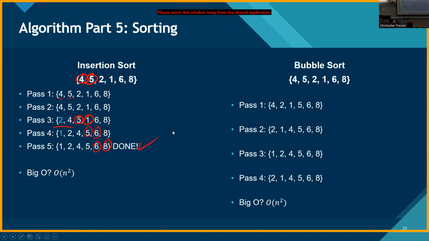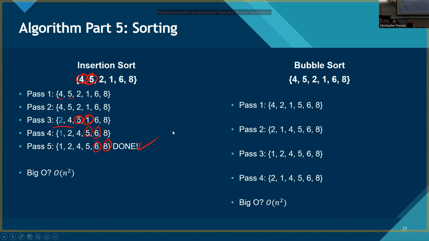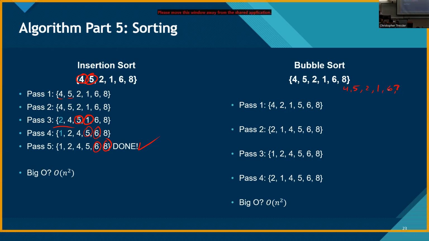So then we have bubble sort over here. I put all the passes down, but basically the passes are where you stop individually for every pass. That's why I put some space in between them so I could write down what's actually going on. So we start with 4, 5, 2, 1, 6, 8. First we're going to compare 4 to 5. We see that's in the right spot, so we have 4, 5, 2, 1, 6, 8.